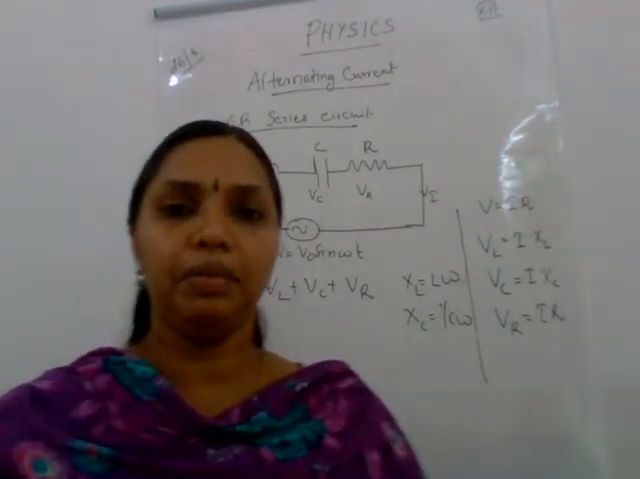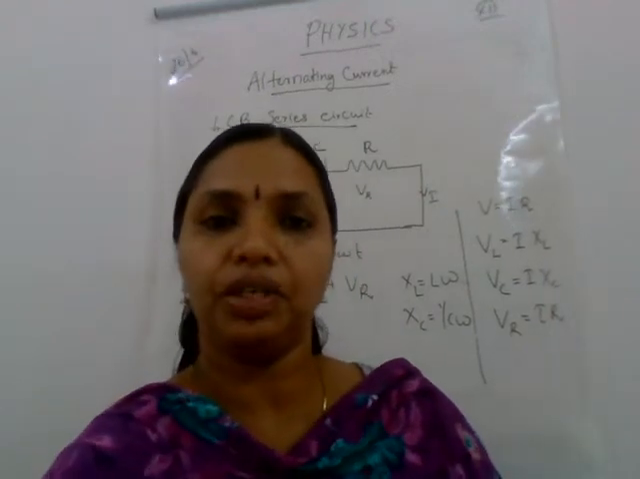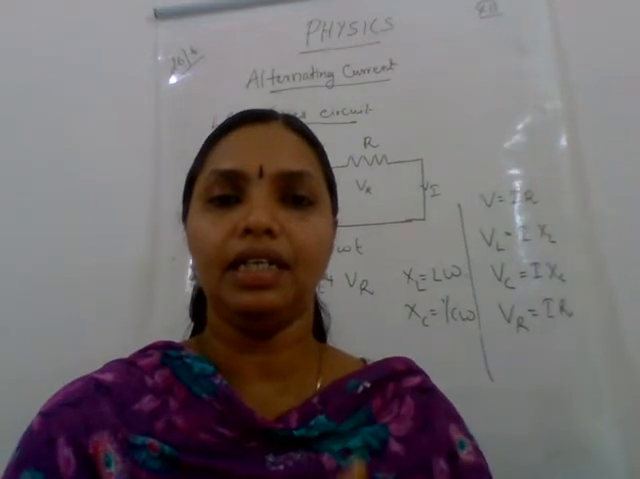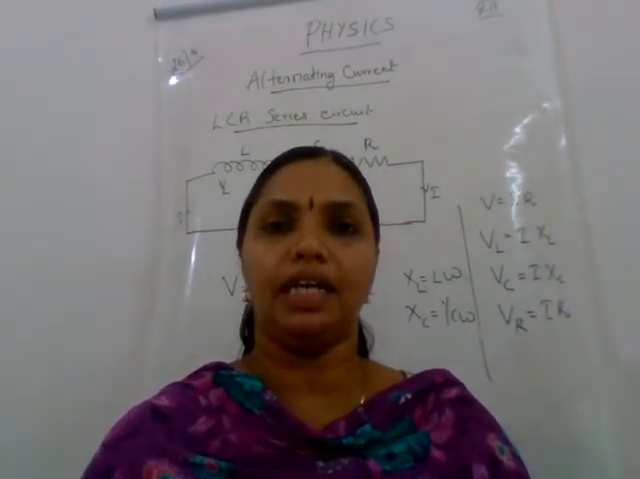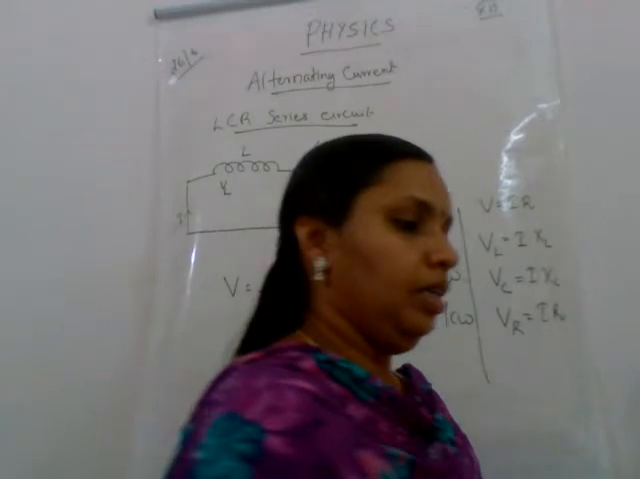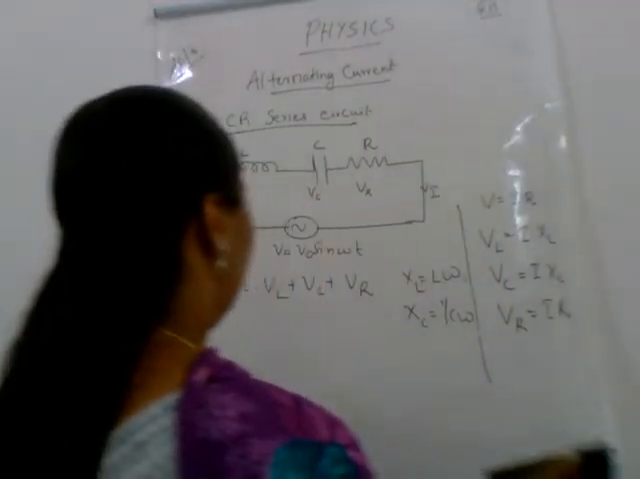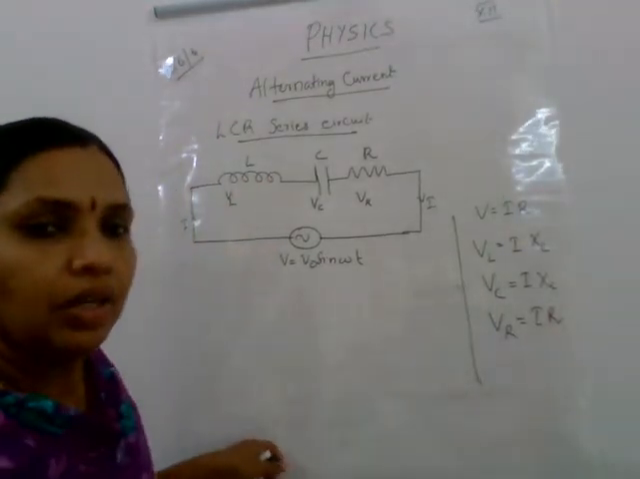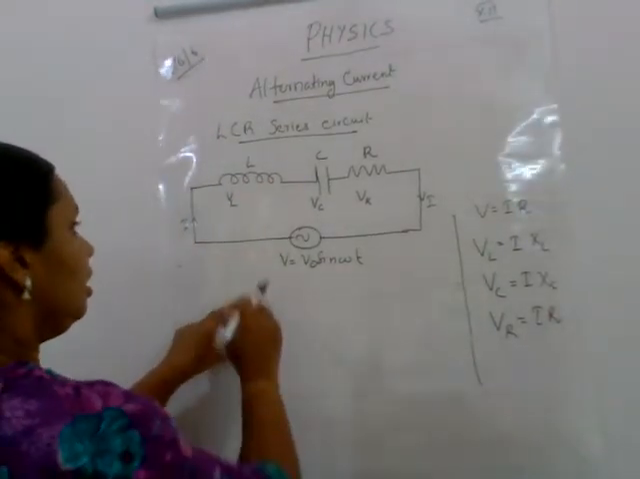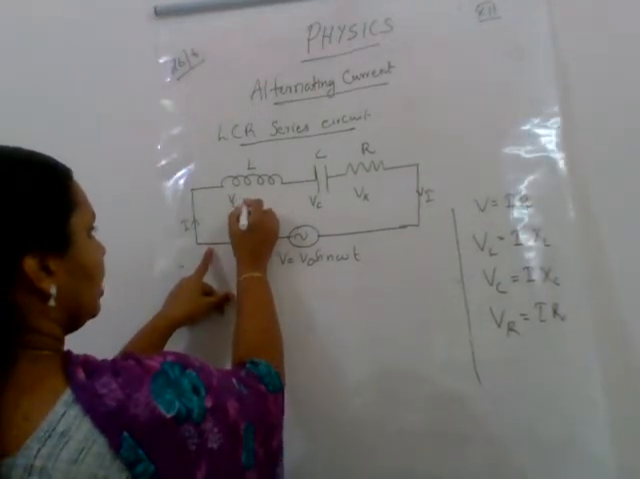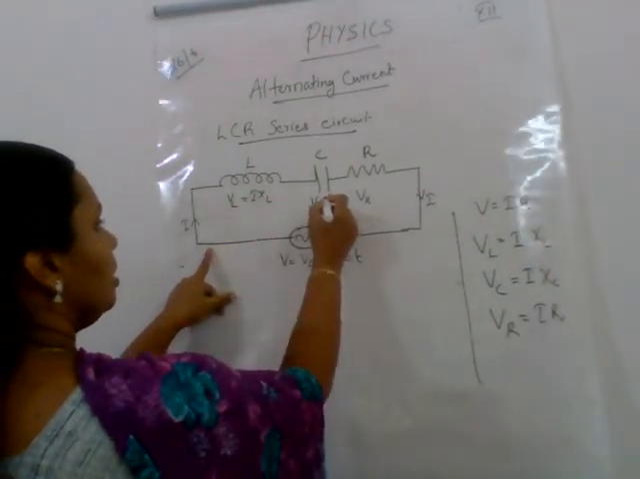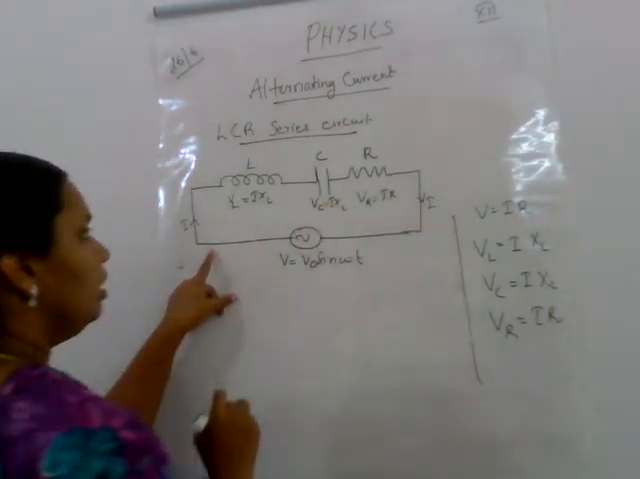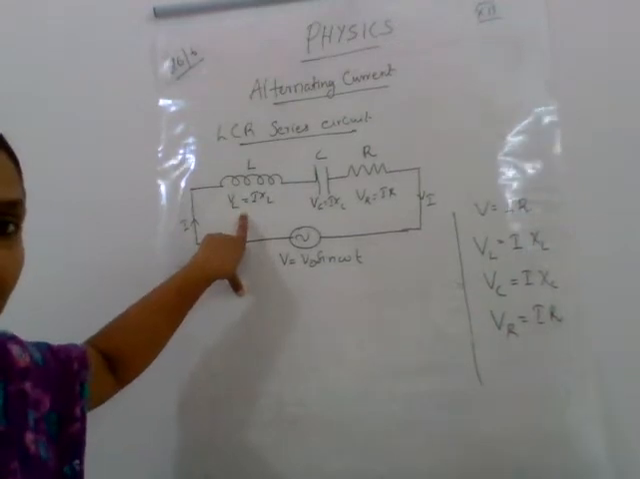So how will the phasor diagram be? Now let us draw the phasor diagram for this combination, that is inductor, capacitor and resistor. Here we can write VL is equal to I XL, VC is equal to I XC and VR is equal to IR. We can draw the phasor diagram separately here itself.